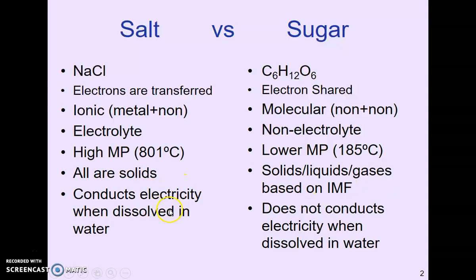And then last but not least, and probably most importantly, when salts are either melted, it should also say melted here, or dissolved in water, they conduct electricity. And on the next slide we're going to talk about why. Covalent compounds, when dissolved in water, do not conduct electricity. And I've seen multiple choice questions on the AP exam that ask you to identify, based on the properties, a compound as either ionic or covalent. And this is usually one of the properties that they pick.